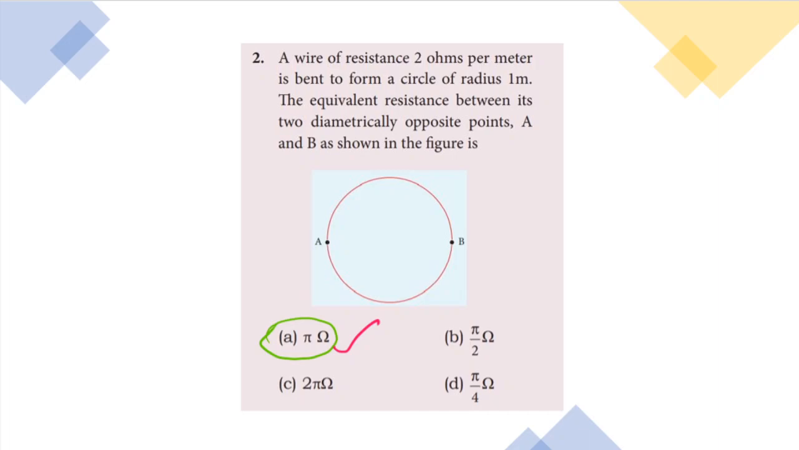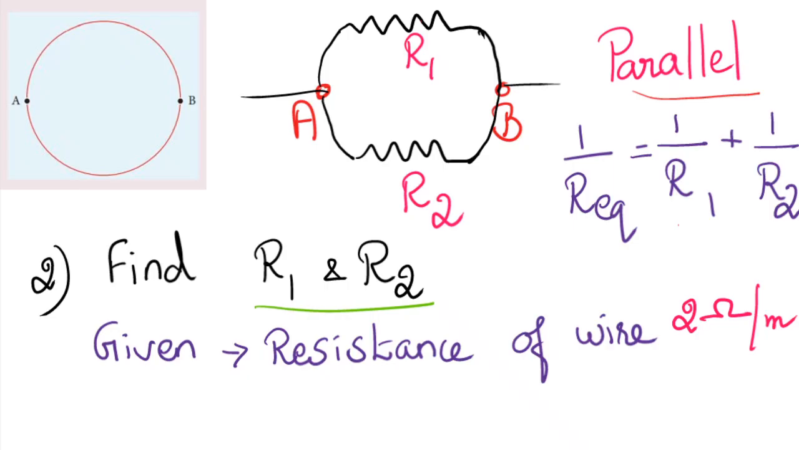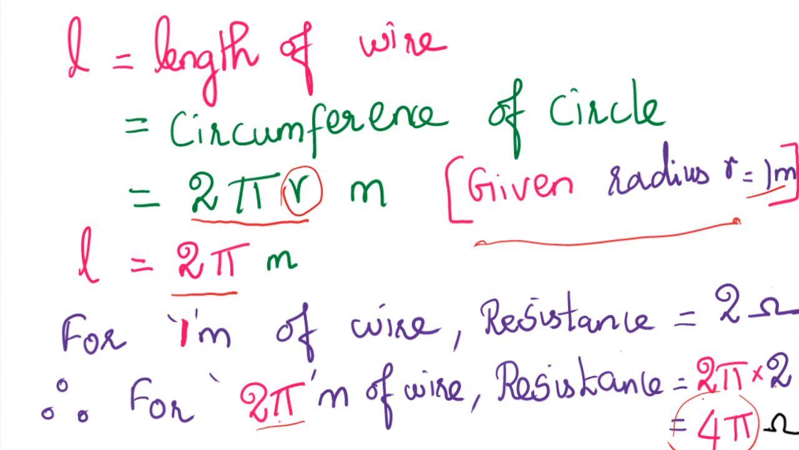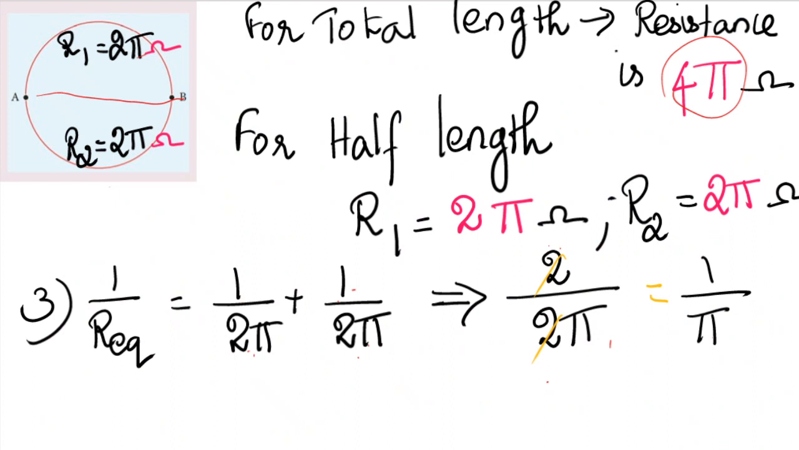Once again students, I will repeat the steps. First you decide whether this is series or parallel circuit, and second find the resistance of each segment. For finding the resistance of each segment, you first find the circumference of the wire, and from the circumference find the total resistance. For 2π meter of wire, find the total resistance and divide it into half. Then you do the equivalent resistance. Okay, ரொம்ப simple problem na. Once again you do this and find the answer.